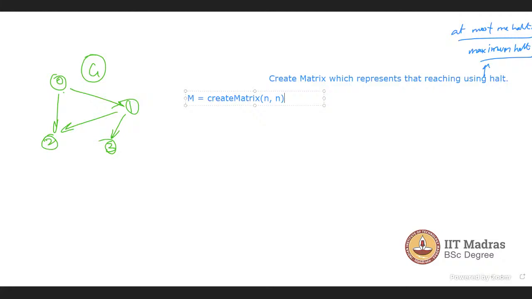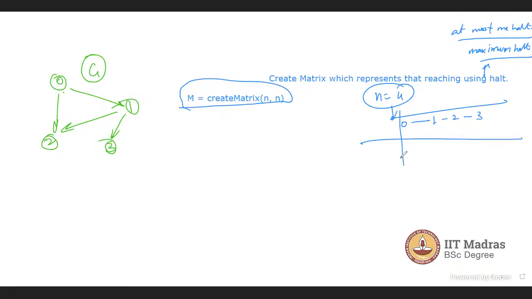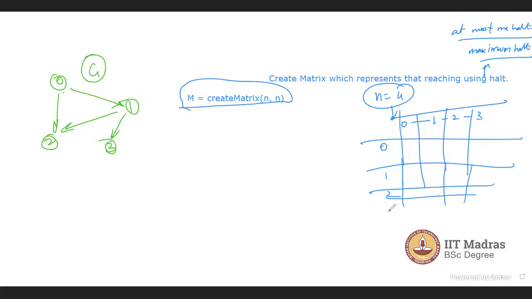So if I say N cross N, you need to understand first what is N. N is the number of vertices. How many vertices? 4. So this varies from 0 to 3. So when I say this, this means you take a matrix which has 0, 1, 2, 3.